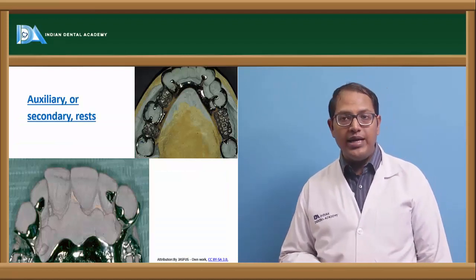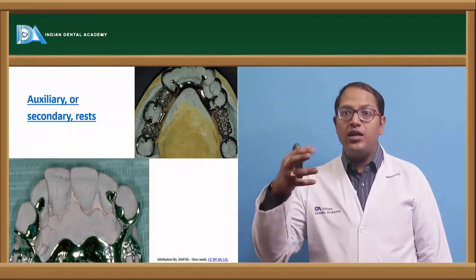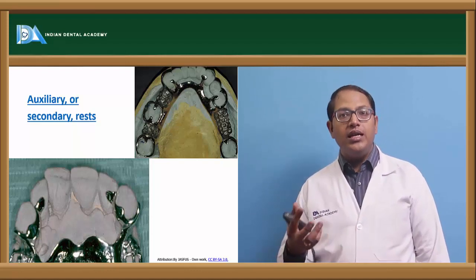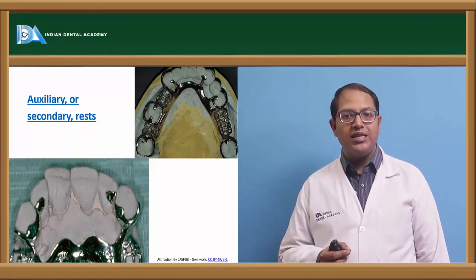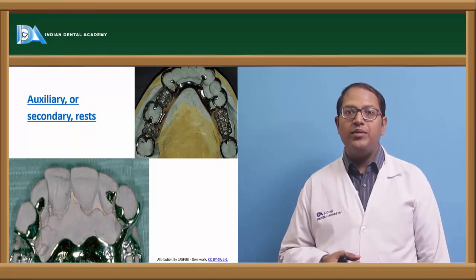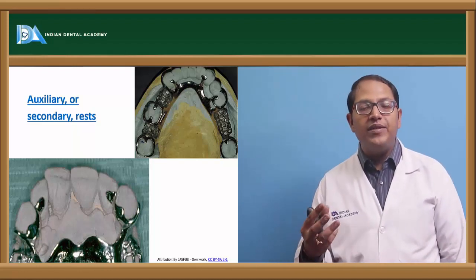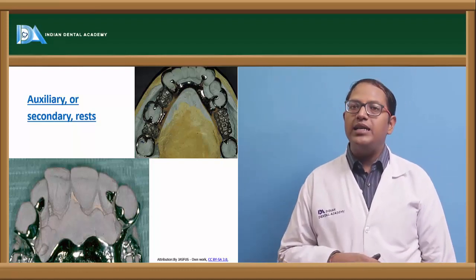What are the different types of rest that we can have? We can have an occlusal rest; as the name says, it is seated on the occlusal area. Then a lingual or cingulum rest, which is seated onto the cingulum area of the anterior surfaces. Usually we give it on the maxillary canines.